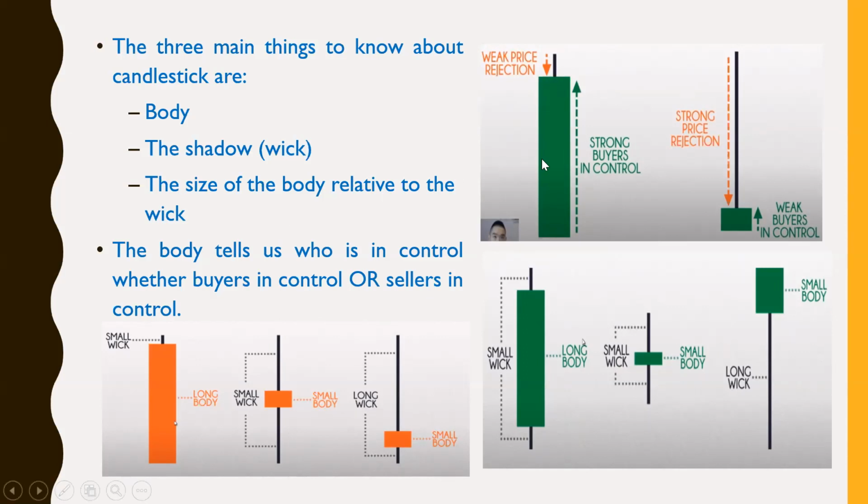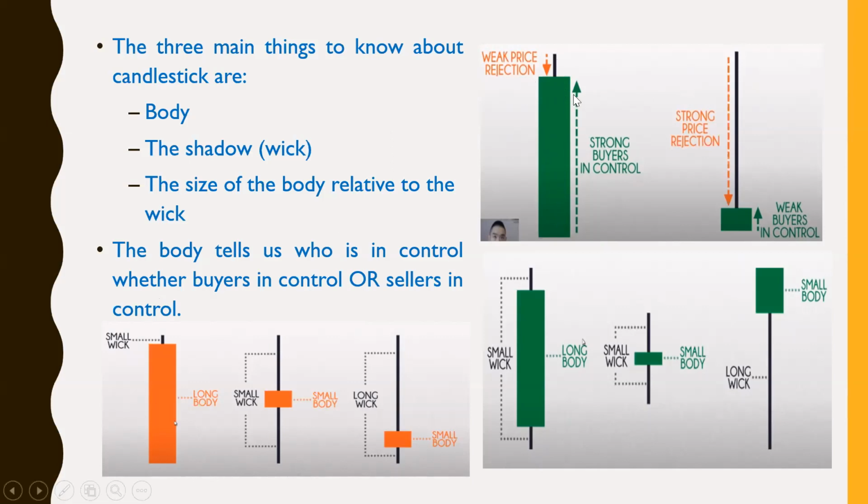And also one should know the size of the body relative to the wick. Like here in this candle, if you see, the size of the body is much higher than the size of the wick. In the other case, the wick size is higher, maybe 2 to 3 times the size of the body. So this will give some basic idea of who is in control, whether the buyers or sellers. The body tells us who is in control.